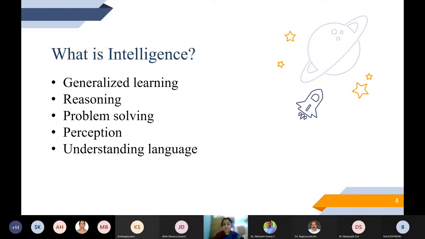We try to reason out things. If something failed, why did it fail? If I couldn't get through a certain exam, why didn't I get through it? If I just go straight, I reason out how I need to go so that I reach that particular destination. So reasoning is one of the attributes that tells that we are intelligent.